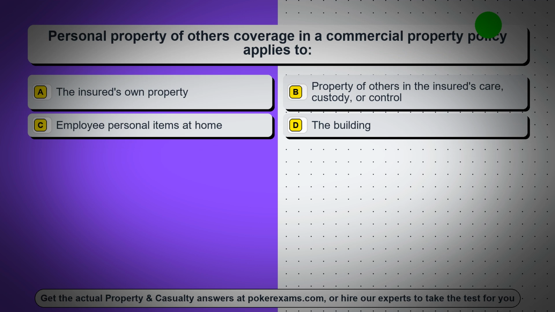Question 26. Personal property of others coverage in a commercial property policy applies to option A.